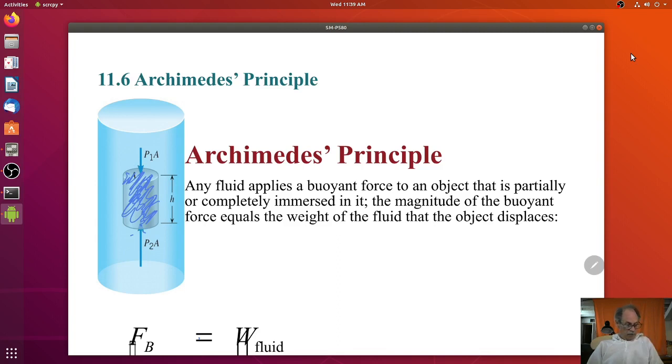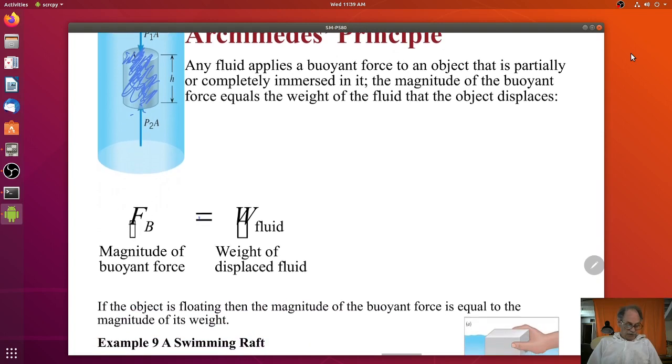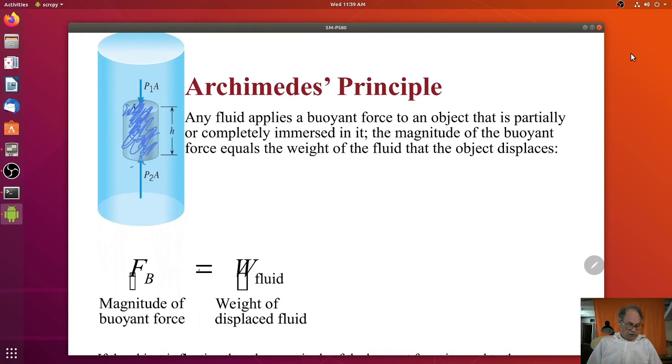That means that whatever object I put in here is going to be pushed up with what we call a buoyant force, and that buoyant force is equal to the weight of the fluid that it displaces. This is a fairly reasonable proposition, and it was arrived at by a guy named Archimedes about 2,500 years ago, before any of this other stuff was around. So the buoyant force on an object that's submerged in a fluid is equal to the weight of the fluid that it displaces.